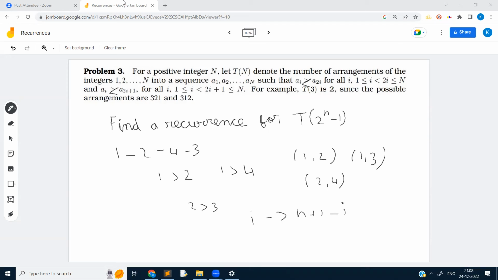So Zaman's idea is right that A1 is fixed, which is the minimum element. He's right. Oh wait, I have to send the message to everyone. So you can try for a few more minutes and I'm sure you will be able to solve this using recurrences.